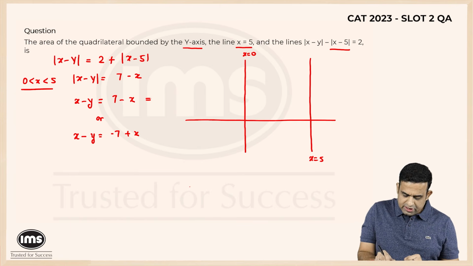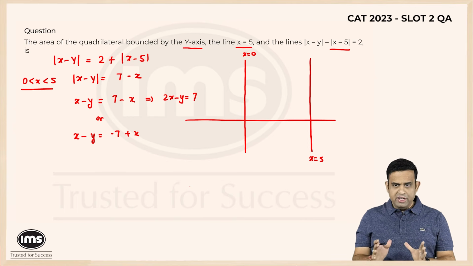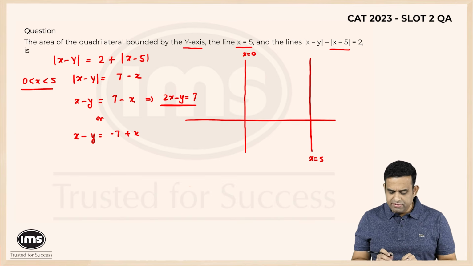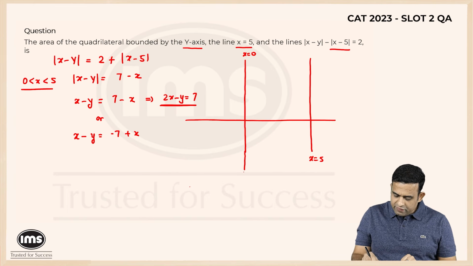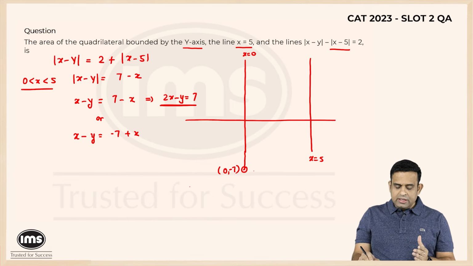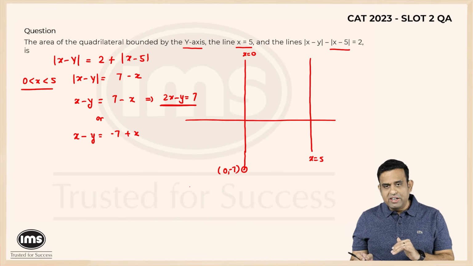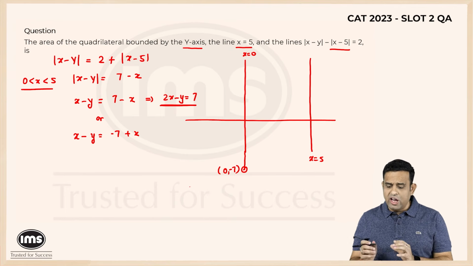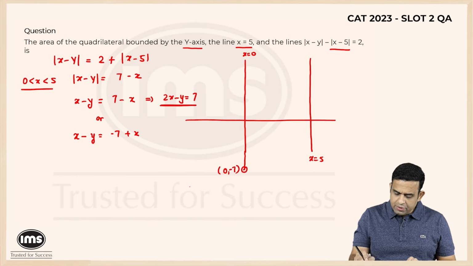If I look at this particular scenario, we will get 2x minus y equal to 7. It will be a straight line whose x-intercept would be at 3.5, and the y-intercept would be equal to negative 7. So somewhere over here, this is the y-intercept, let me call it 0, minus 7. Now, what about the value of y for x equals 5? If I put x equals 5, the value of y will come out to be 3. So maybe somewhere over here, we have a point 5, 3.